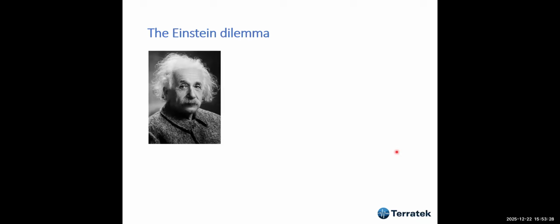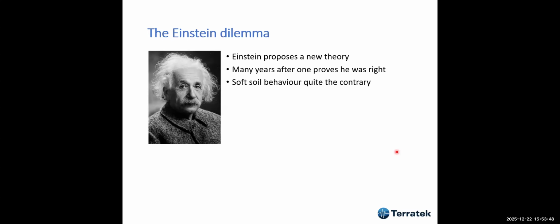Then we come to the last part of the presentation, which is the Einstein dilemma. What's that? Einstein proposed a new theory. Many years later, experiment proved that he was right. Soft soil behavior is quite the contrary. What I've seen my whole life is that we need testing. Tests should come before theories. Theories may not work unless they are calibrated. Just the opposite of what Einstein had in physics.